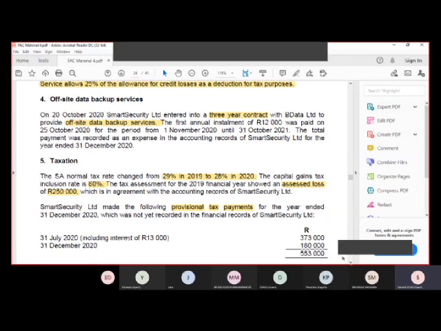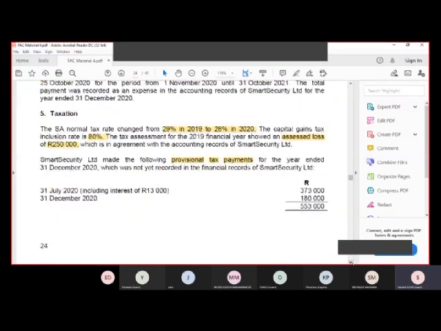You see what these guys have done? They've made a payment on 31 July, including interest. So there was a penalty for probably paying late of 13,000. In this penalty, remember, it's not deductible. So when you calculate taxable income, you must add it back. So 373, and then on 31 December, they paid 180. So overall, they've paid 553.